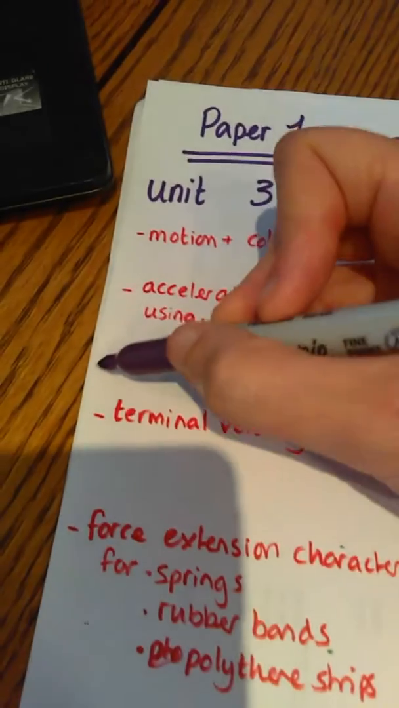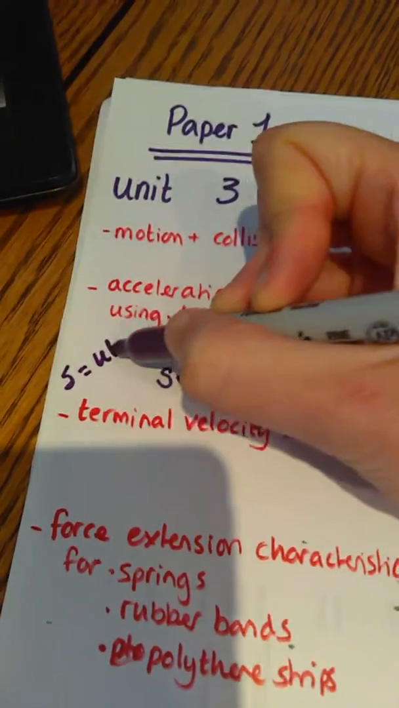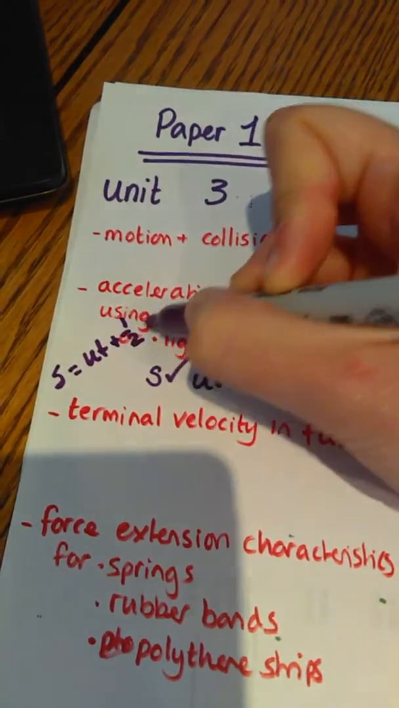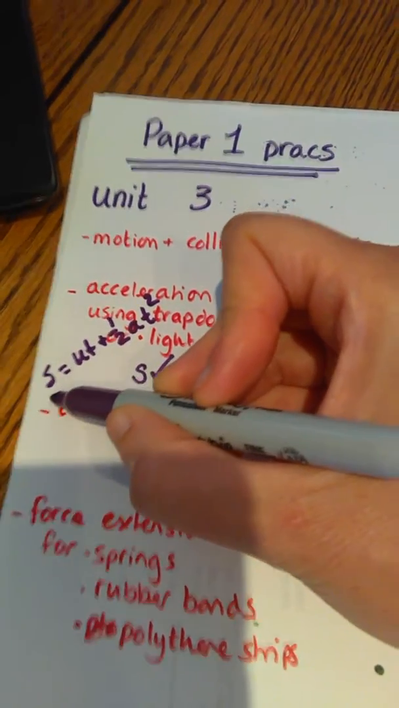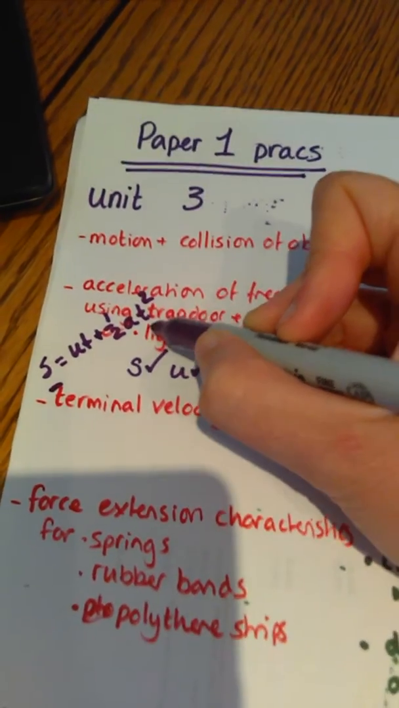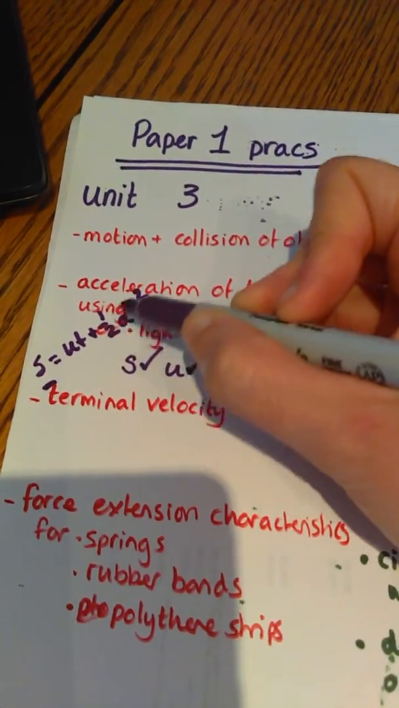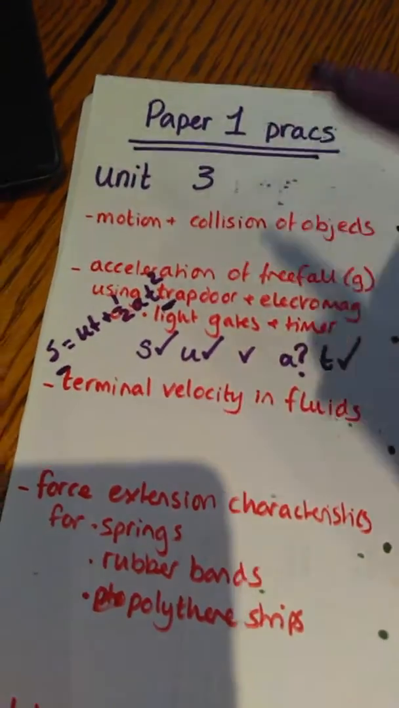well, what would the graph be? If we've got s = ut + ½at², ut would be 0. You'd probably plot a graph of different distances and different t squareds, and then your gradient would be a half a.